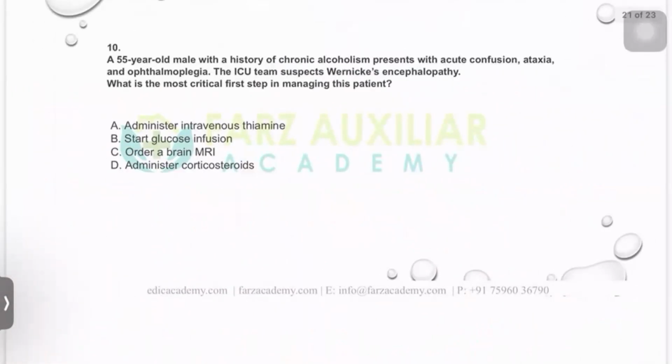A 55-year-old male with a history of chronic alcoholism presents with acute confusion. This is the most favorite question of headache. With acute confusion, ataxia, and ophthalmoplegia, the ICU team suspects Wernicke's. What is the most critical first step? Even if this patient also has hypoglycemia, the answer will remain the same. Yes, thiamine. Wonderful, very well said.